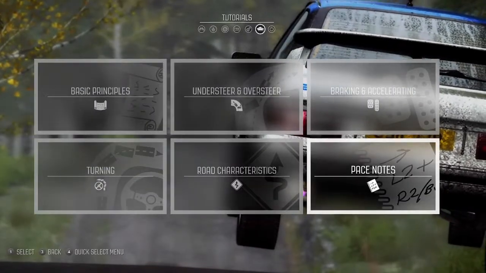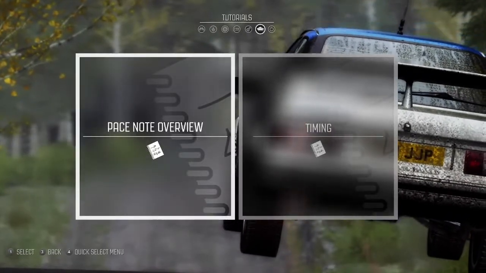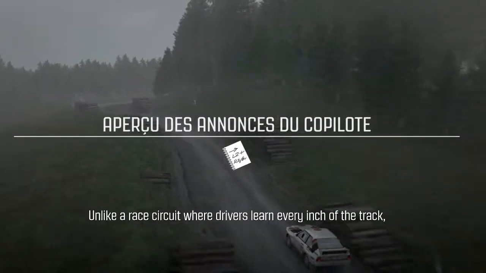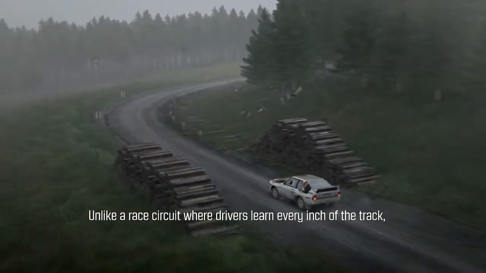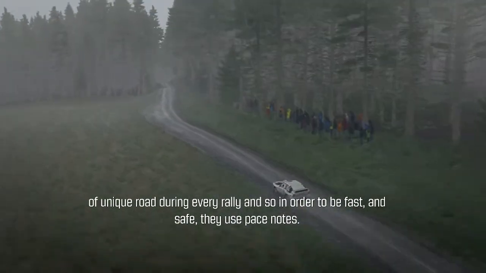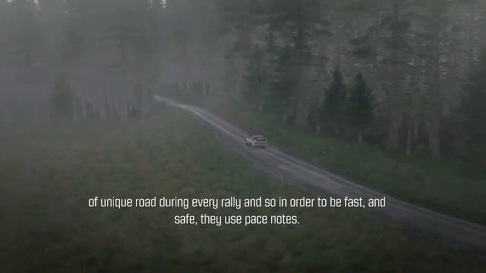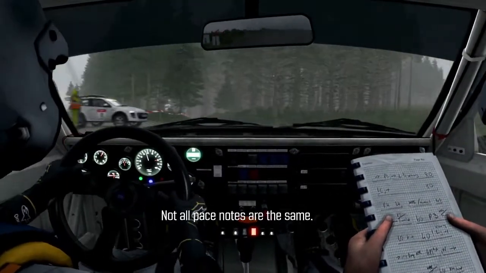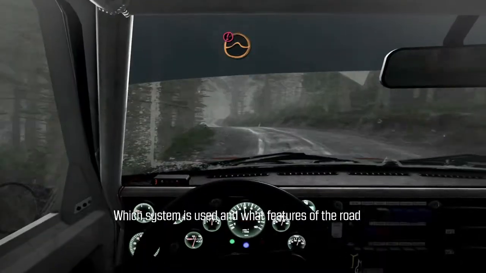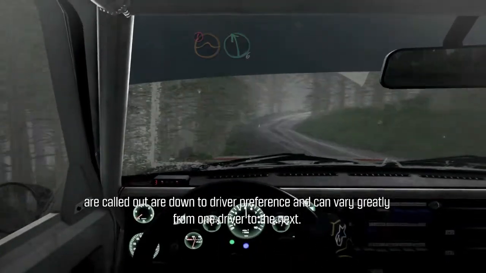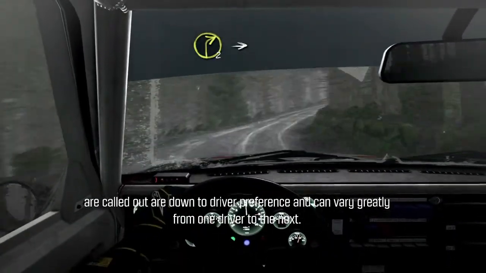Okay, I think we got one left. The pace notes. These are the notes the co-driver is going to be calling out. Unlike a race circuit where drivers learn every inch of the track, rally drivers tackle hundreds of kilometres of unique road during every rally, and so in order to be fast and safe, they use pace notes. Not all pace notes are the same. Which system is used and what features of the road are called out are down to driver preference and can vary greatly from one driver to the next.